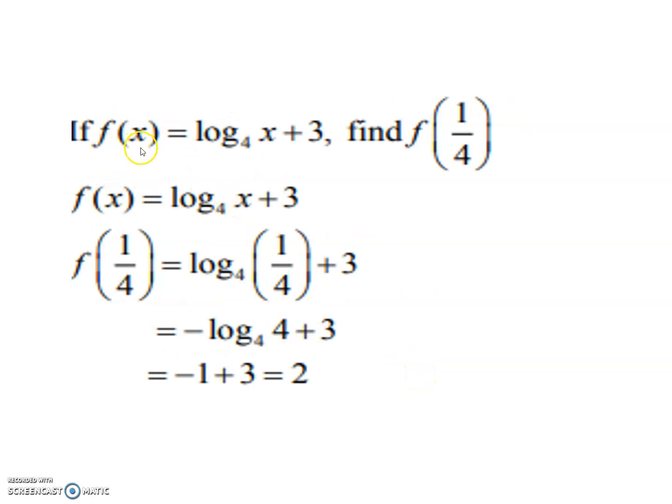Now we have f of x is equal to log x to the base 4 plus 3. Find f of 1 upon 4. We have to use the logarithmic function here. Here the base is 4. Instead of x we put 1 upon 4, so the plus 3 remains there. We know that 1 upon 4 we can write as 4 raised to minus 1.